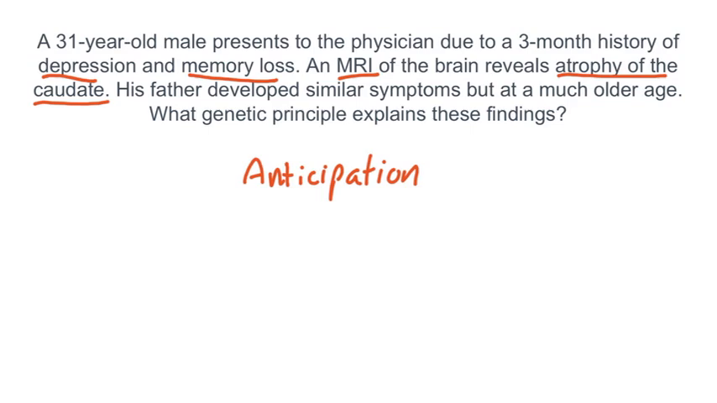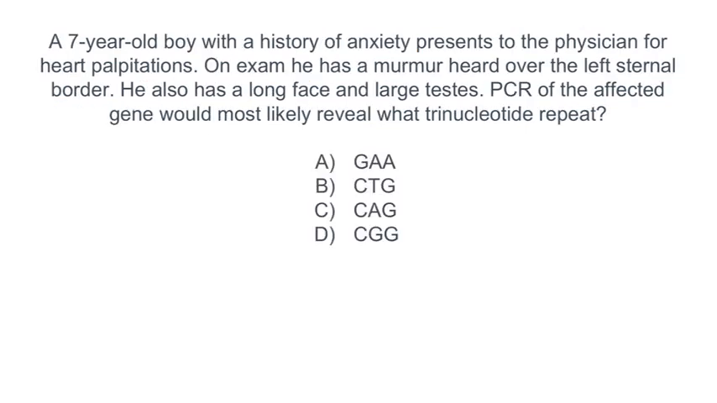Okay, let's do another question. A 7-year-old boy with a history of anxiety presents to the physician for heart palpitations. On exam, he has a murmur heard over the left sternal border. He also has a long face and large testes. PCR of the affected gene would most likely reveal what trinucleotide repeat? A, GAA, B, CTG, C, CAG, or D, CGG.